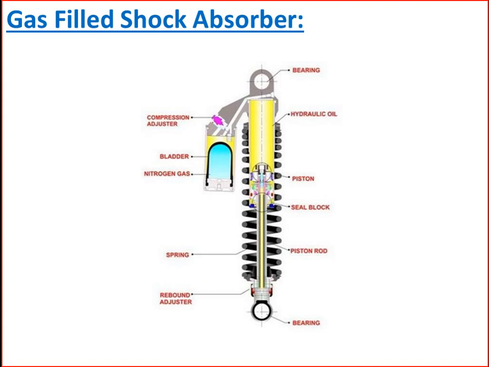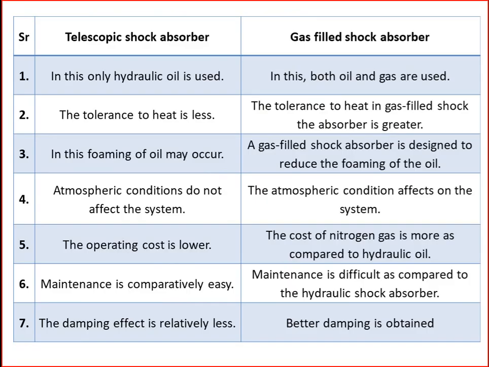While returning, the gas pressure returns the dividing piston to its initial position. The pressure decrease behind the working piston cannot be high enough for the gas to exit from the oil column. Thus, the gas filled shock absorber operates without foaming. So, these are some differences between the telescopic shock absorber and the gas filled shock absorber.